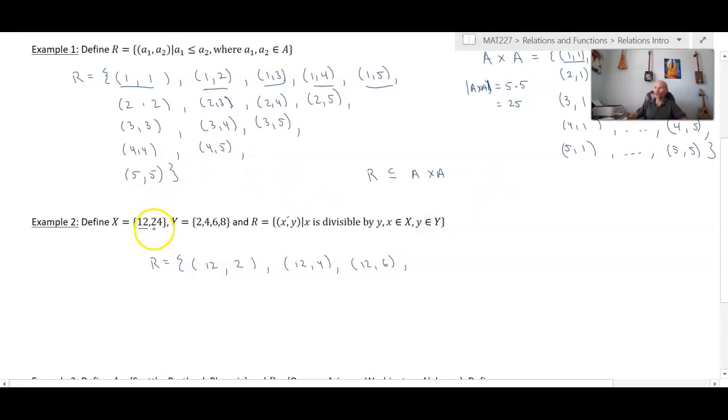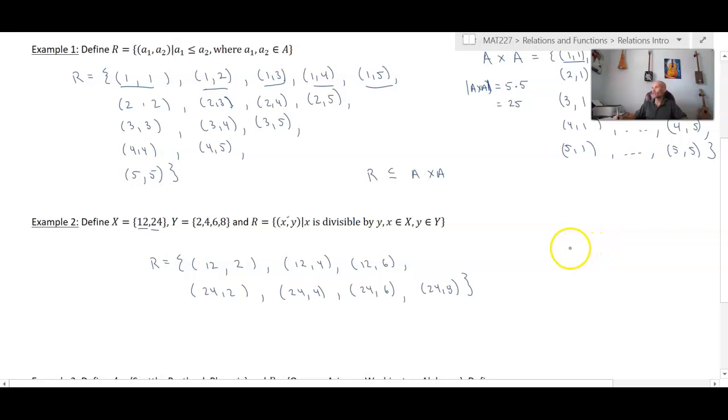So now I have to move on to 24. 24 is divisible by 2. 24 is divisible by 4. 24 is divisible by 6. And 24 is divisible by 8.